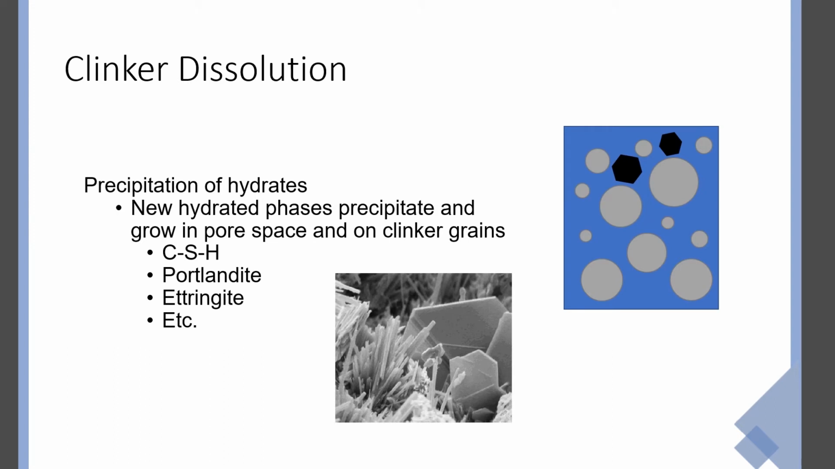The two main products of the hydration reaction are CSH and portlandite, but other hydrates can form during this step. Portlandite is a crystal with a hexagonal shape, and it precipitates and grows in the pore space. The CSH, however, grows typically on the surface first of the clinker grains.